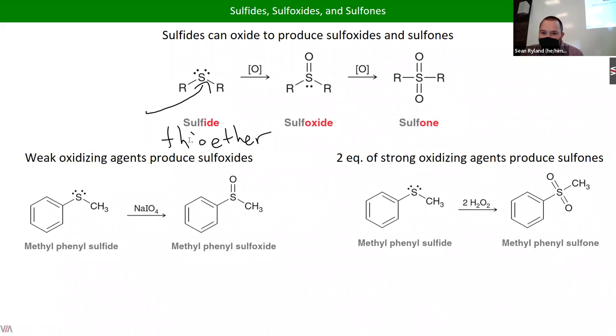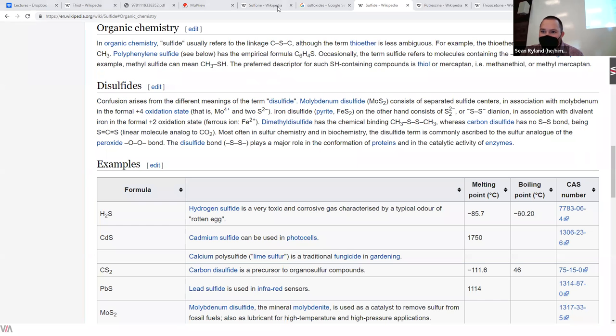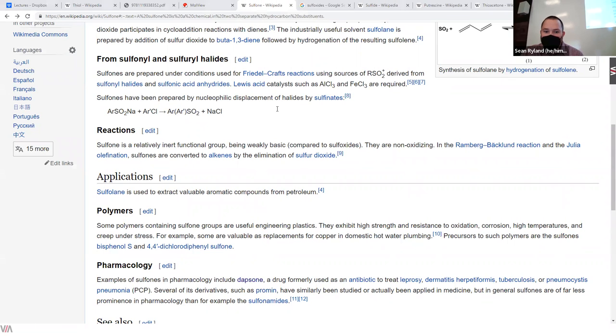So I just went through Wikipedia and looked at some of the various examples of sulfones. Sulfones, for polymers, have high strength, resistance to oxidation, corrosion, and high temperatures, and they resist creeping under stress. That sentence could be worded better.